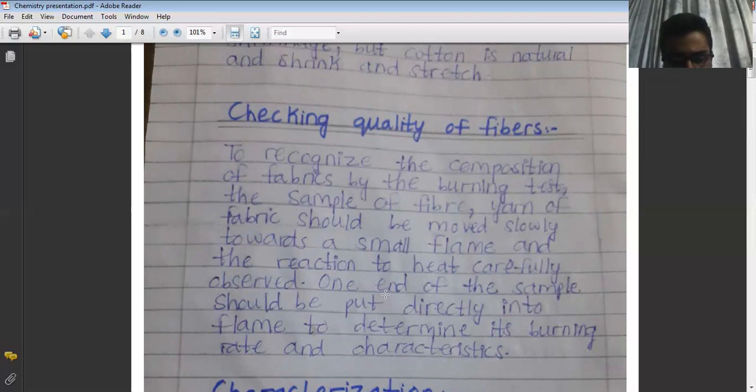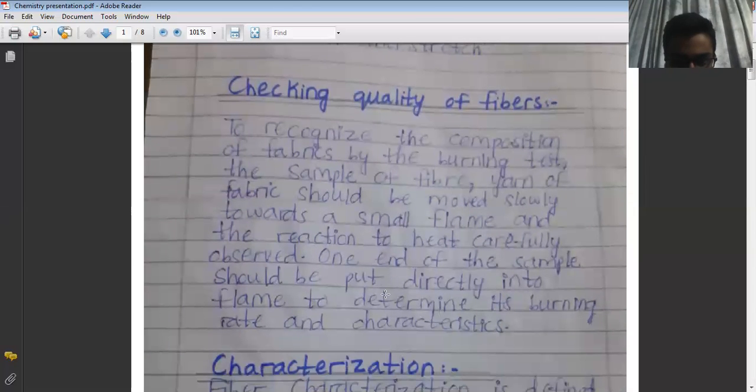To recognize the composition of fabrics by the burning test, the sample of fiber, yarn or fabric should be moved slowly towards a small flame, and the reaction to the heat carefully observed. One end of the sample should be put directly into the flame to determine its burning rate and characteristics.